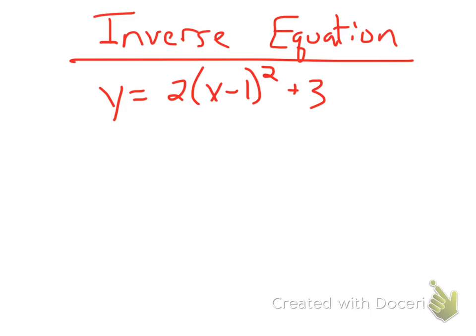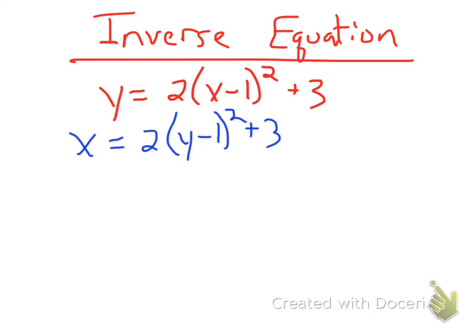When we are working with inverses, there's a few things we can take a look at. The first thing we're going to look at is the equation of the inverse. So if we have y equals 2 times quantity x minus 1 squared plus 3, first thing I need to do is switch my x and y values. So when I do that, I end up having x equals 2 times quantity y minus 1 squared plus 3.